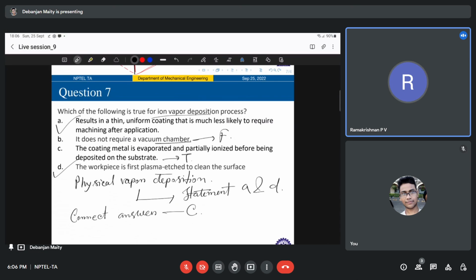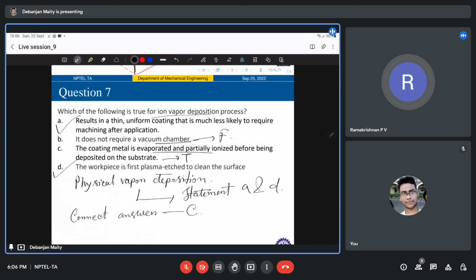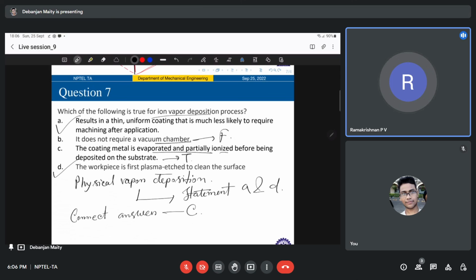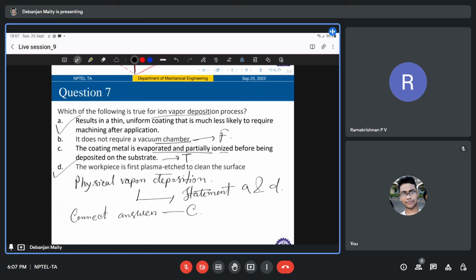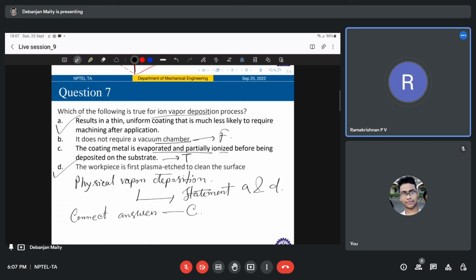Yes, I have a doubt regarding option A, and also on what basis we will go for IVD versus PVD. That's my doubt. Yes, sir, I will check and get back to you.